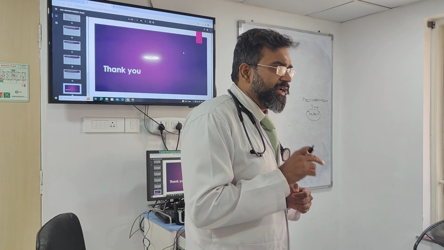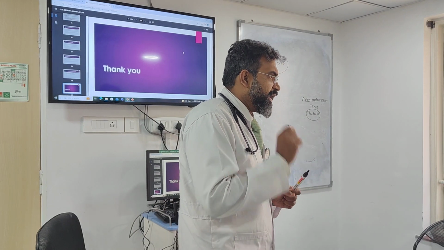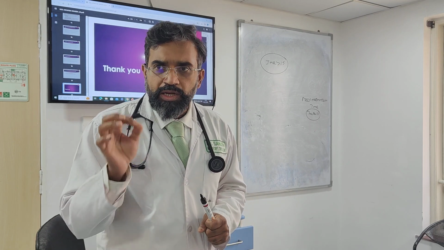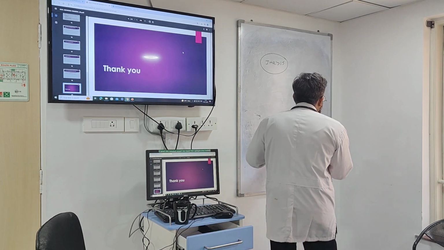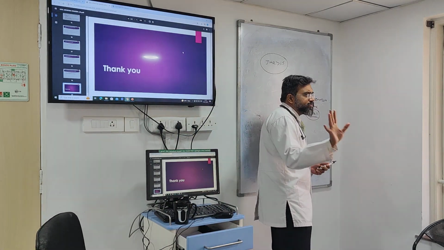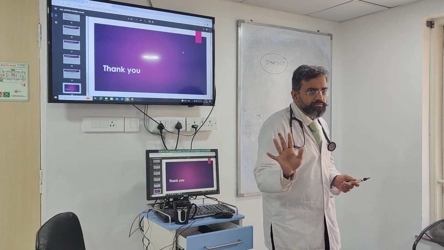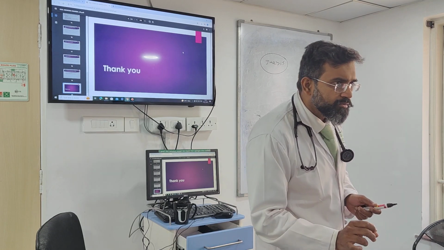So all that the INR is telling you is how much factor 2 is there in the body. This is all that it is telling you. It is not telling you anything more than that. What does prothrombin tell you? How much factor 2 is there in the body. That's all it's telling you. Clear? Is it clear till now?